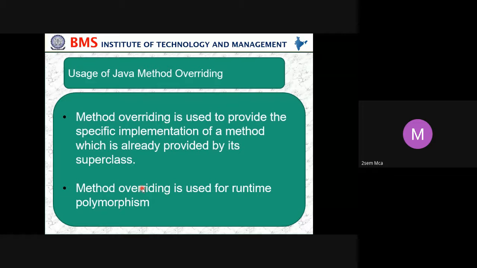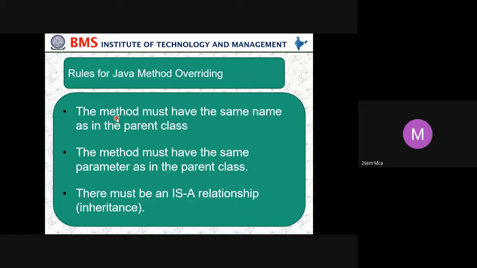Let us see one program. Before that, why do we require this method overriding? Method overriding is used to provide the specific implementation of a method which is already provided by its superclass. Method overriding is used for runtime polymorphism. Why do we use method overriding? Runtime polymorphism.